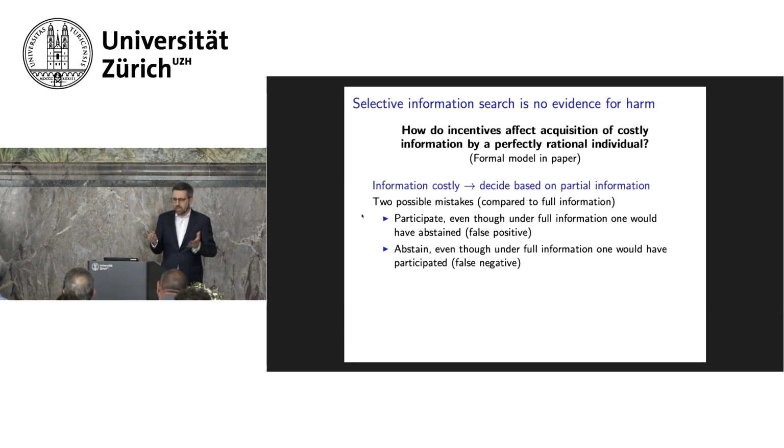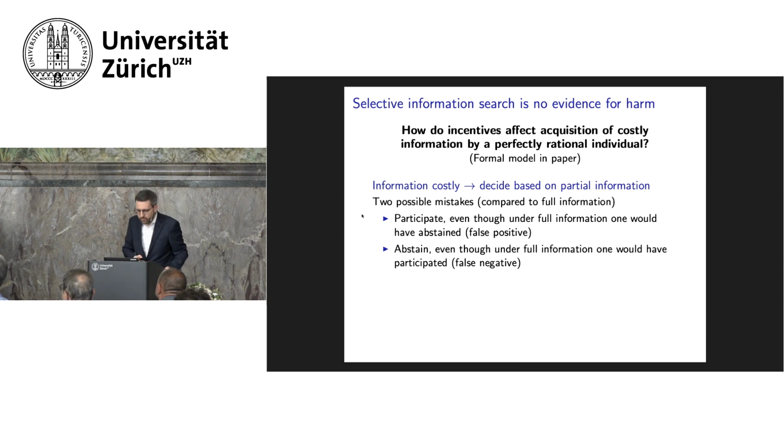Well, if information is costly, you make decisions based on partial information, which means that you can make 2 types of mistakes. One type of mistake is that you say, yes, I'll do this thing, even though had you fully understood the consequences, you would have said no. The other type of mistake is that you say, no, I'm not going to do this thing, even though had you had full information, you would have done it.